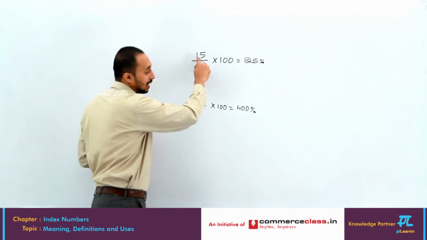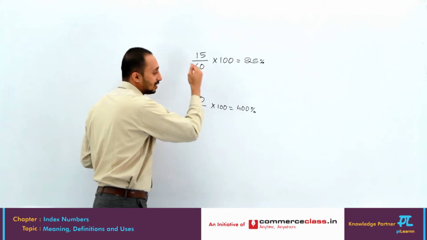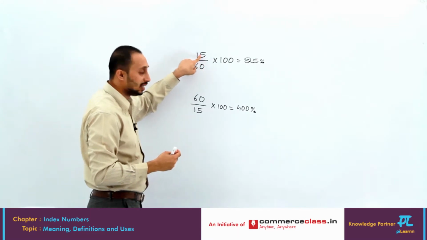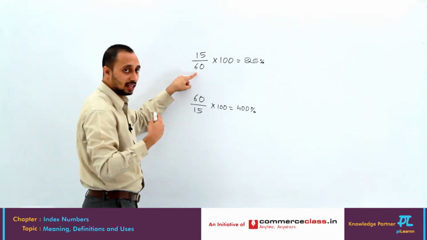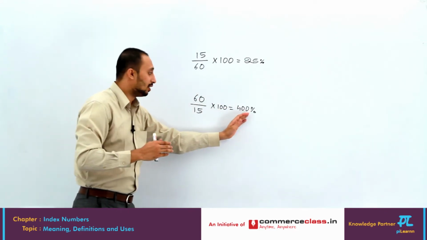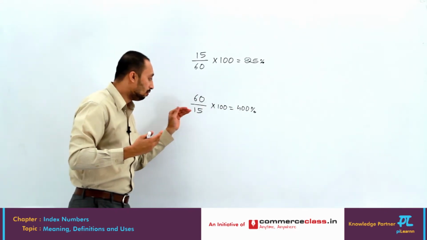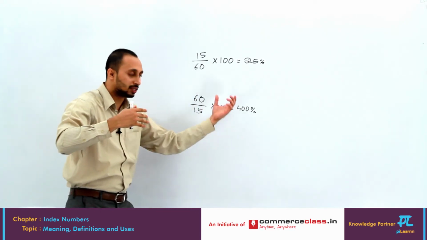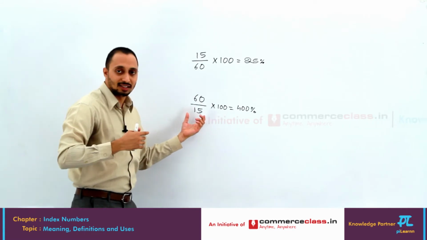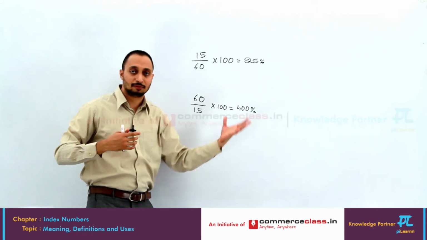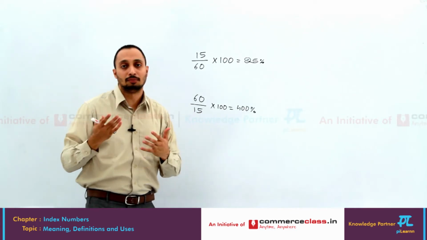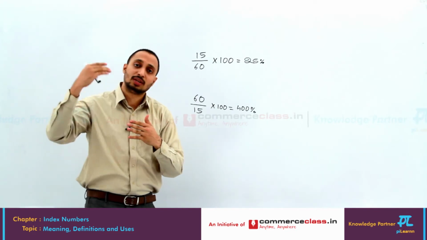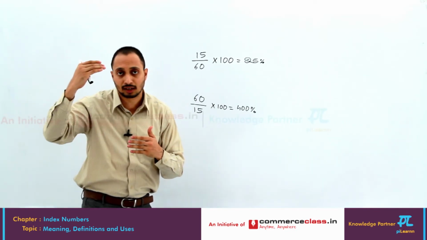Say this 15 is actually 25% of 60. Obviously if I put 15 four times, I will get 60. So 15 is 25% of 60, and this 60 is 400 percent of 15, because if I cut 60 into 4 pieces, that is 100%, 100%, 100%, 100%, I'll get it as 15 plus 15 plus 15 plus 15. So actually when we divide two numbers, it is not just dividing, but it is also giving us an idea how much change has happened between the numerator and denominator.